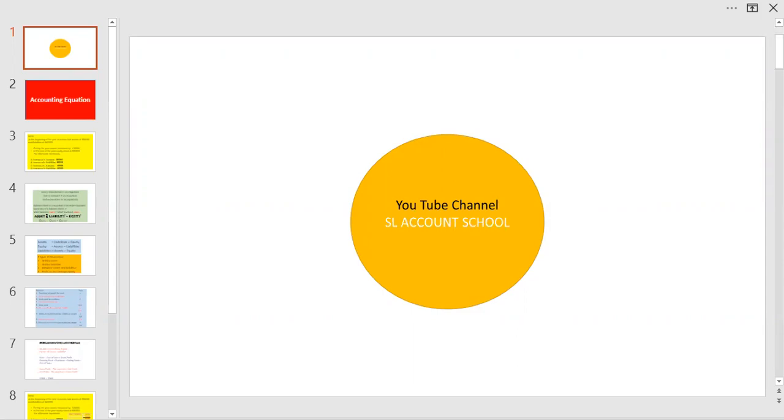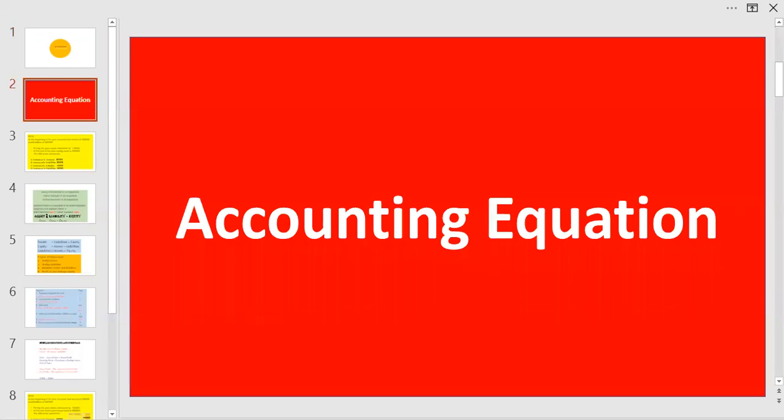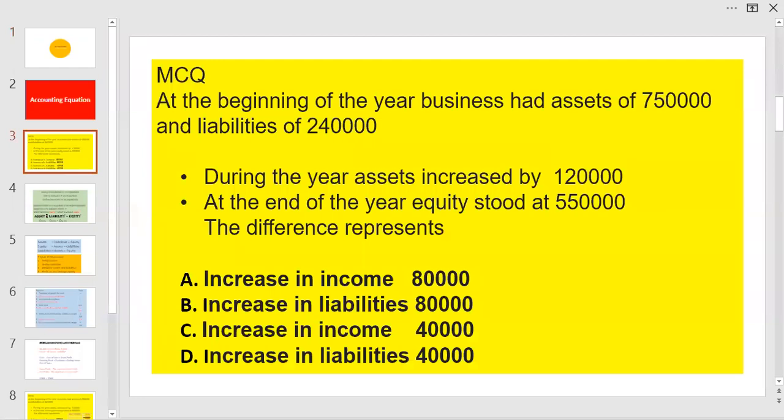Today's topic is accounting equation. Let's begin with a question. At the beginning of the year, business had an asset of 750,000 and liabilities of 240,000. During the year, asset increased by 120,000. At the end of the year, equity stood at 550,000. The difference represents... 4 options are given for you to answer.